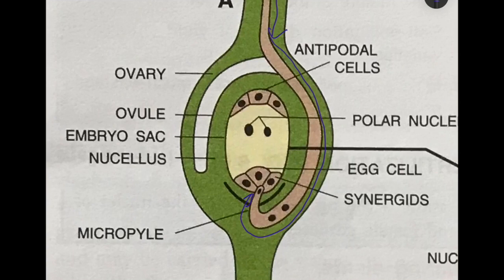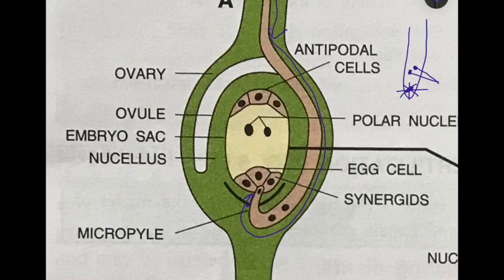Now, if you remember, the pollen tube has 3 nuclei, 2 sperm nuclei and 1 tube nucleus. The tube nucleus directs the growth of the pollen tube all the way down, and once it reaches the micropyle, it will disintegrate. It will just disappear. So now what is left? 2 male nuclei, or the male gametes, are left behind.